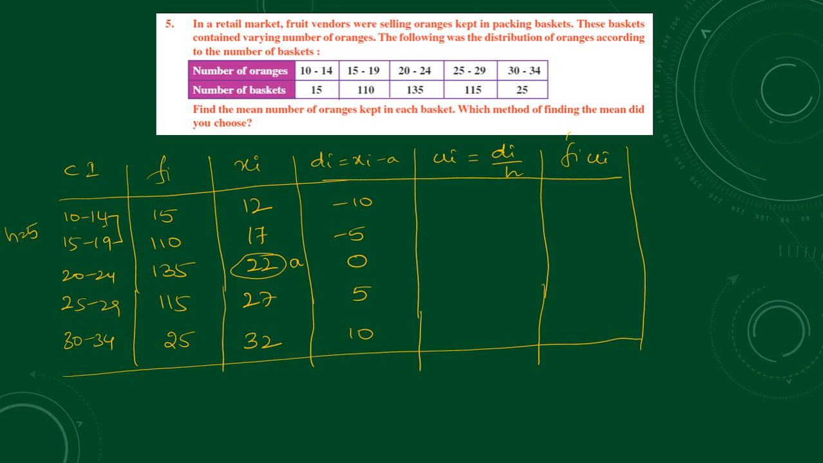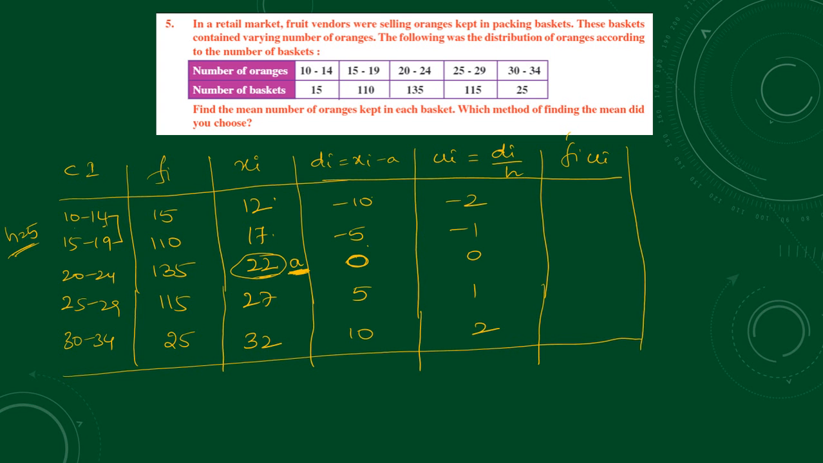Are you understanding? Since a is 22, what is di? xi minus a. This itself is xi and this itself is a, which gives me 0. Next, xi minus a: 17 minus 22 is minus 5, 12 minus 22 is minus 10. Likewise, next ui. ui means you need to divide by 5, so minus 2, minus 1, 0, 1, 2. So this is the step deviation. The deviations are all in the form of steps.